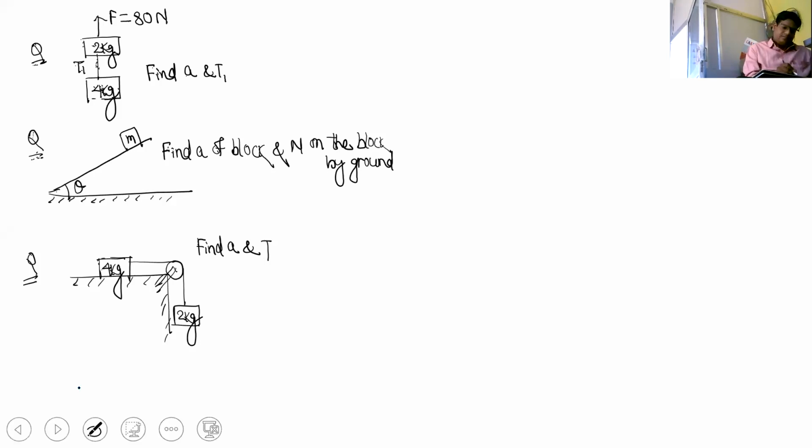So here, if you see, the 2 kg and 4 kg together are our system. So upward force is 80 and downward force is 60. Gravitational forces are acting. So the acceleration will be upward force 80 minus downward force 60 by total mass, that is 6. So this will come out to be 80 minus 60, that is 20 by 6, or 10 by 3.